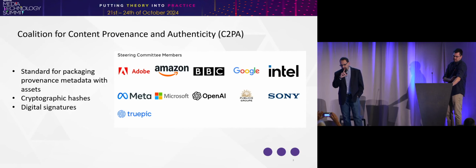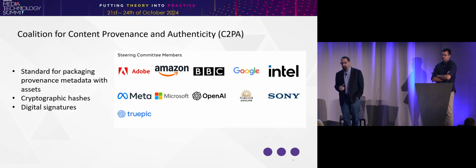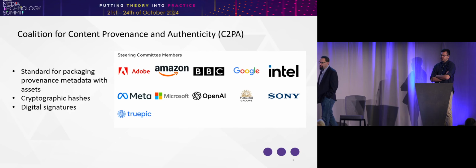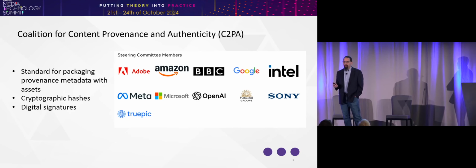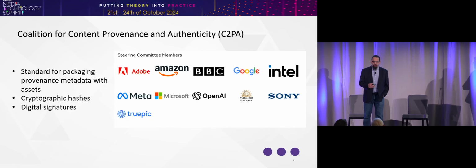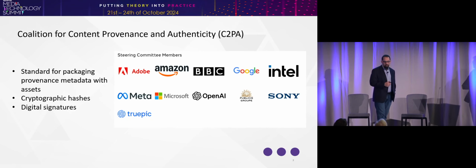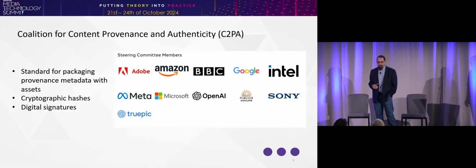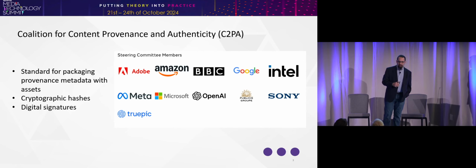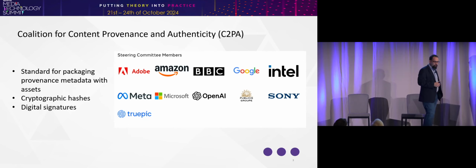C2PA is a standard that is designed to securely associate provenance metadata with digital assets. It was founded as a coalition across Adobe, BBC, Microsoft, Sony, and more. And we're happy to announce that Amazon, the bigger Amazon, which includes AWS, became a steering committee member in 2024.